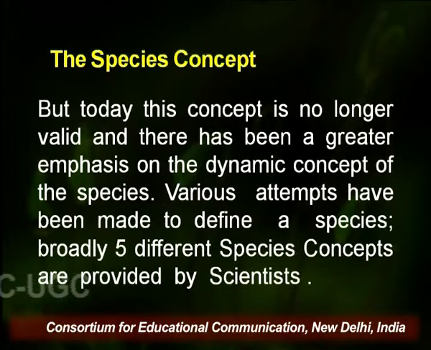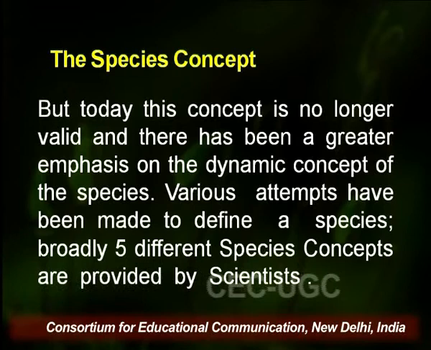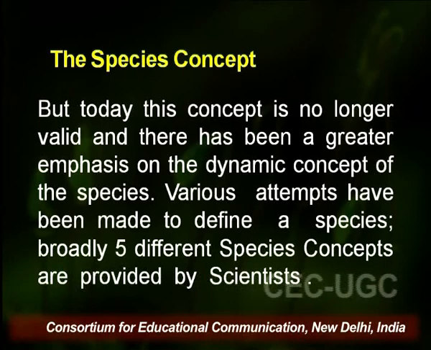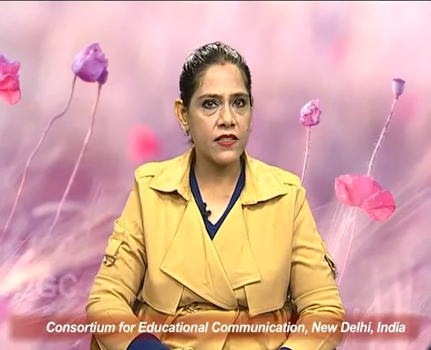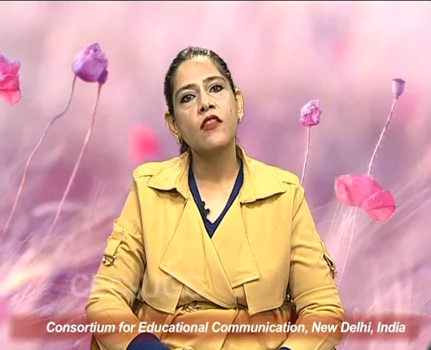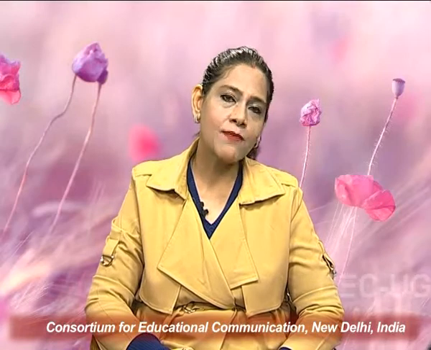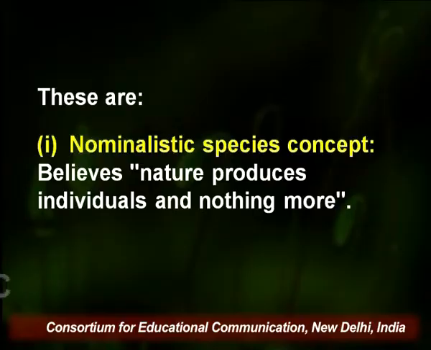But today, this concept is no longer valid, and there has been a greater emphasis on the dynamic concept of the species. Various attempts have been made to define a species. So, broadly 5 different species concepts are provided by scientists. These are, the first one being the nominalistic species concept, which believes that nature produces individuals and nothing more.